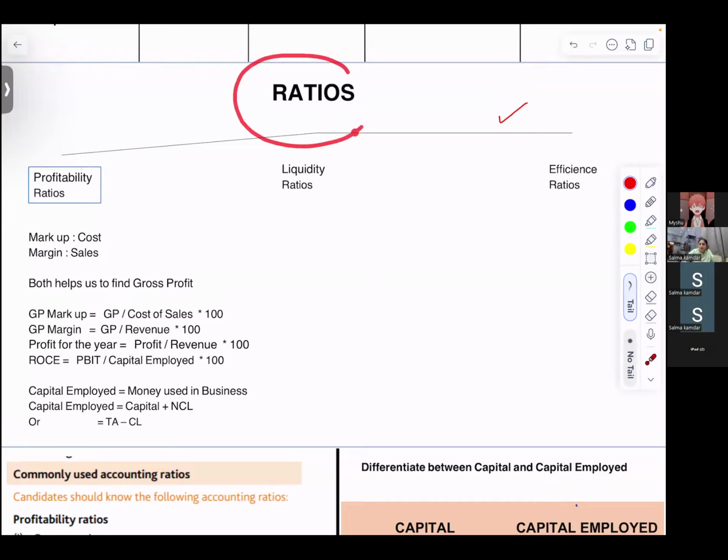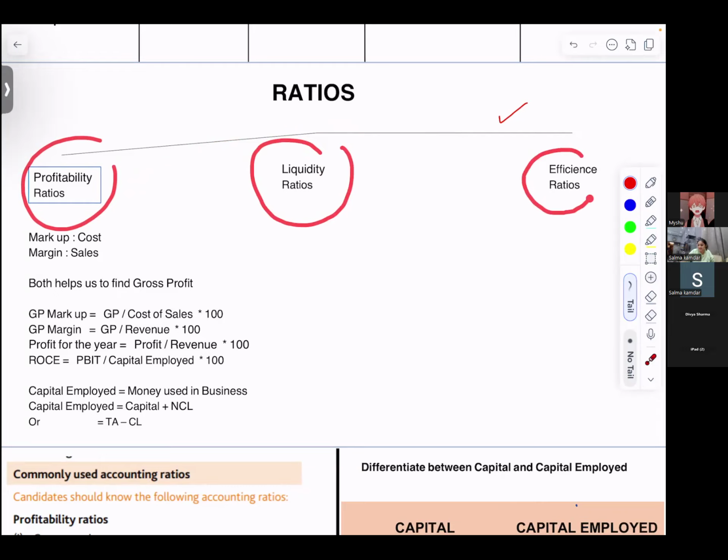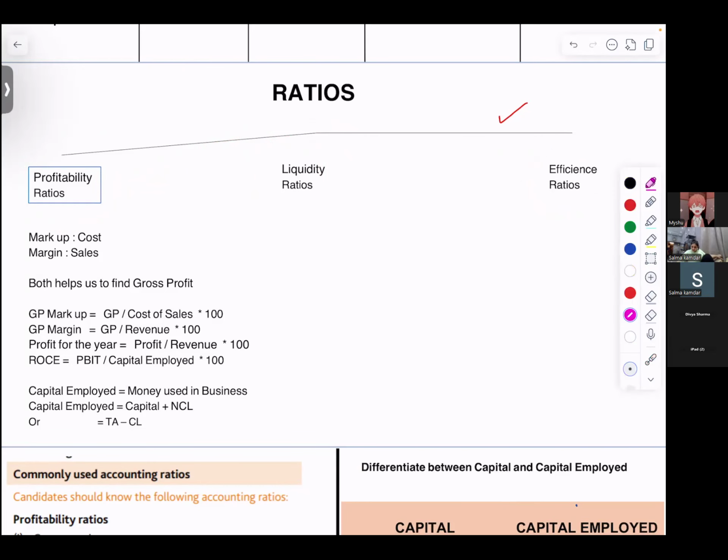When I'm talking about ratios, we have three types of ratios. Do you know the three types of ratios? Profitability, liquidity, and efficiency. So we have three types of ratios. One is a ratio that gives us profit. One is a ratio that shows us the liquidity position of the company. And one is the ratio that shows us the efficiency of the company.